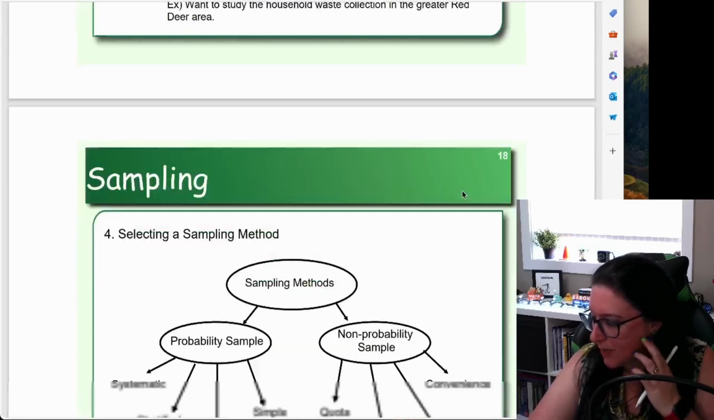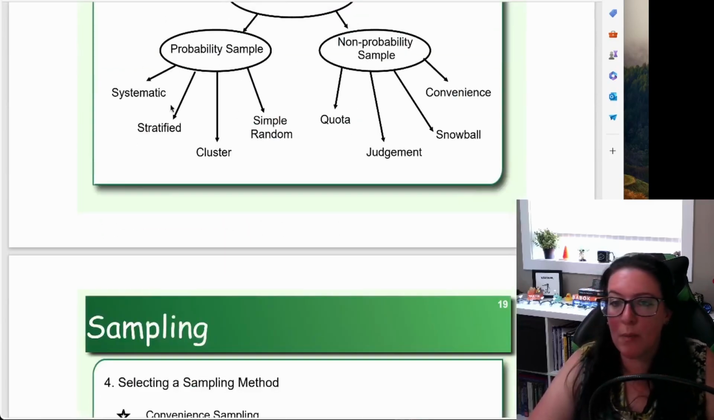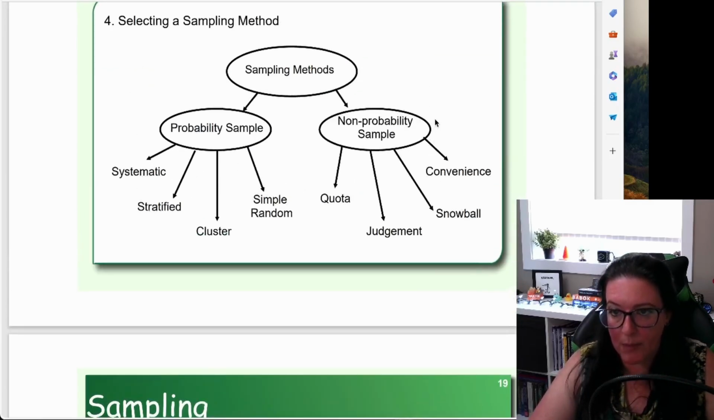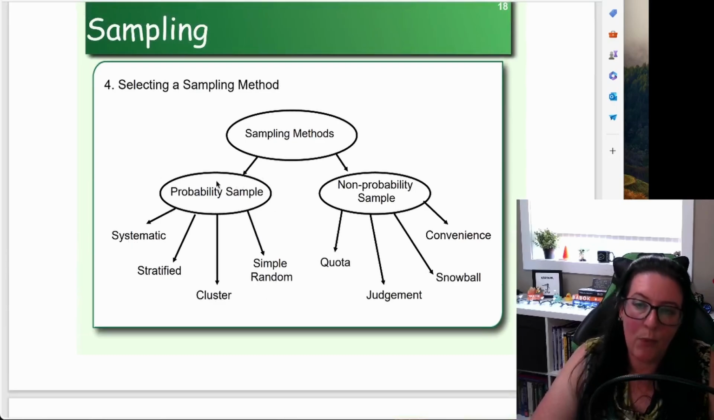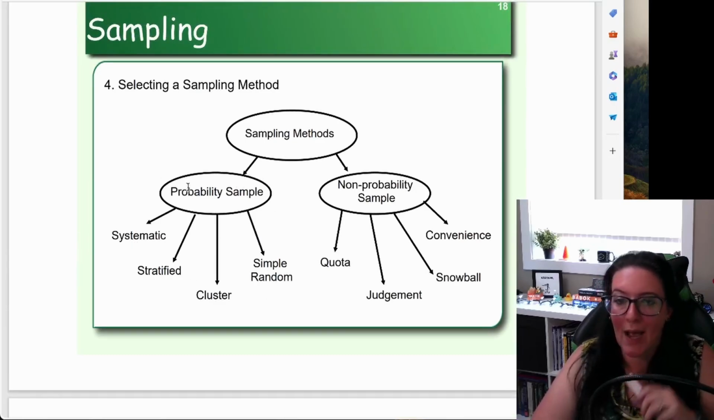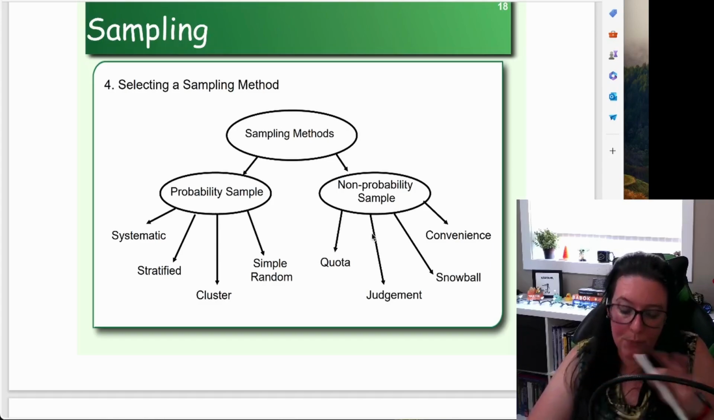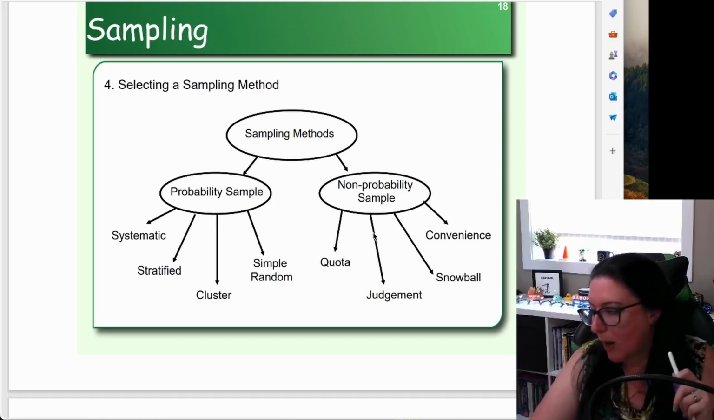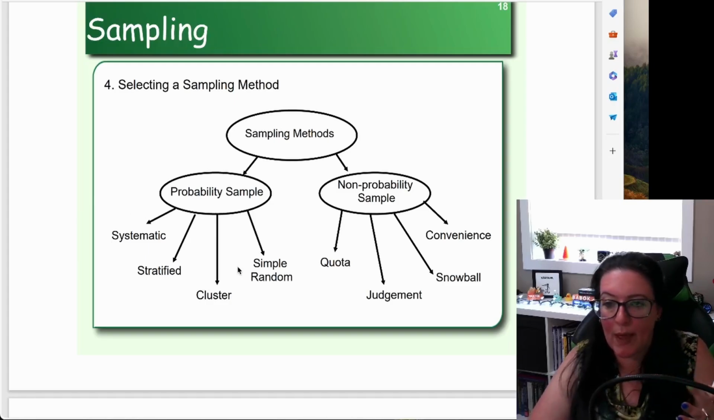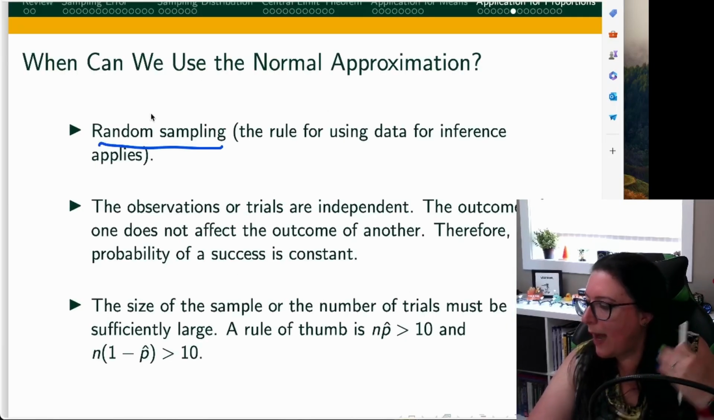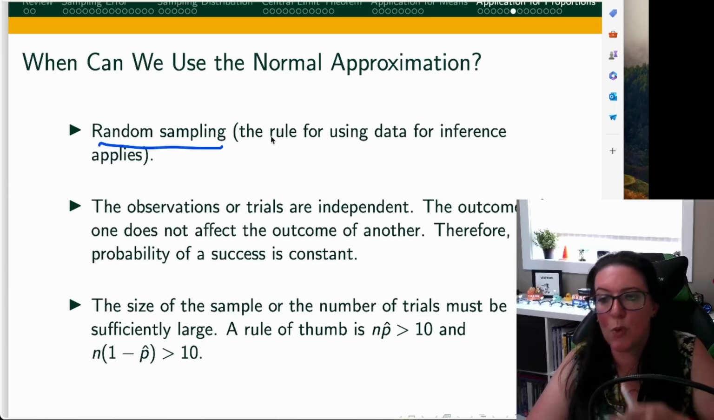This is the slide you've seen before, we're talking about probability samples, not non-probability samples. So if we have a random sample, then we have a probability sample. It reflects the population. Non-probability samples, we don't know to what level they reflect the population. So if you have systematic, stratified, cluster, or simple random sampling, then you have a random sample. So we can do some inference about the population.